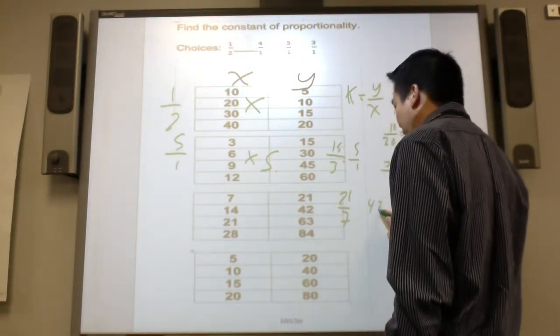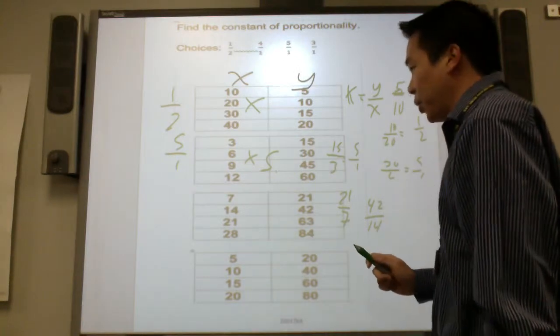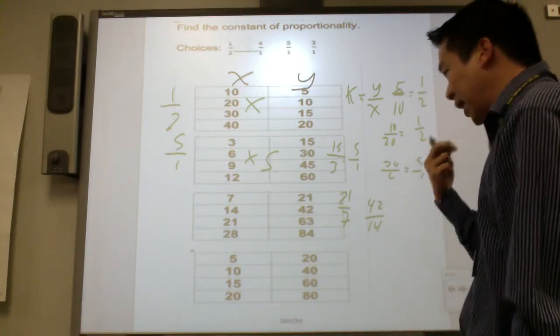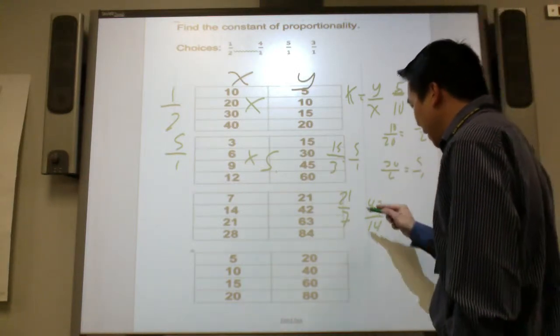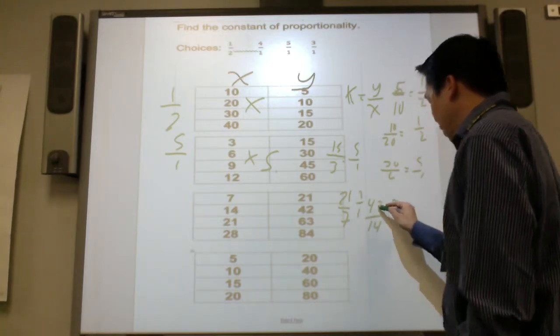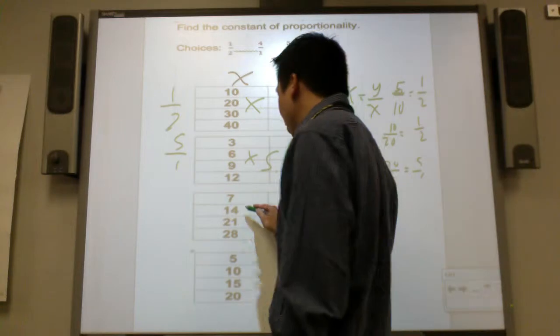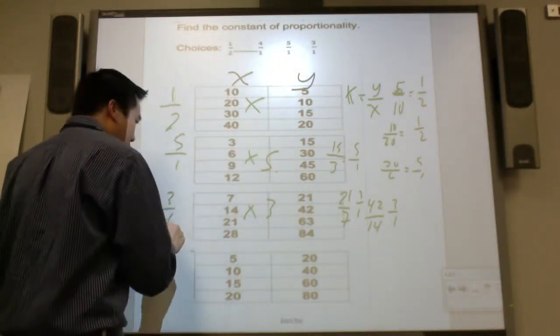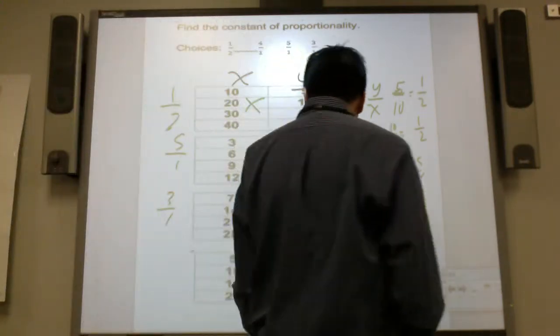Next one, how is 21 related to 7? How is 42 related to 14? 63 related to 21? 84 related to 28? If you break it down, divide by 7, it is 3 over 1. This one, break it down, 3 over 1. So the relationship is 3 over 1, or 3.